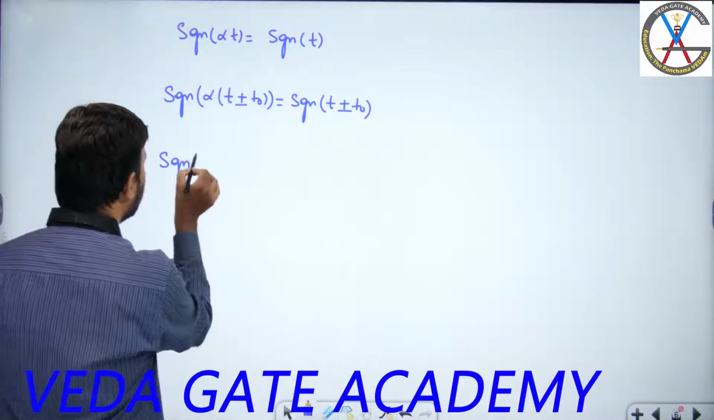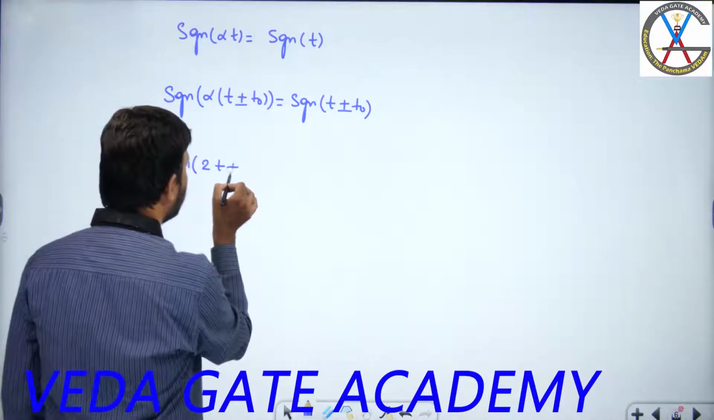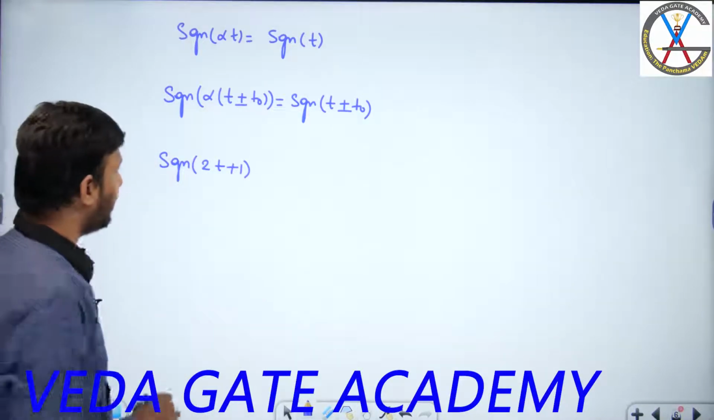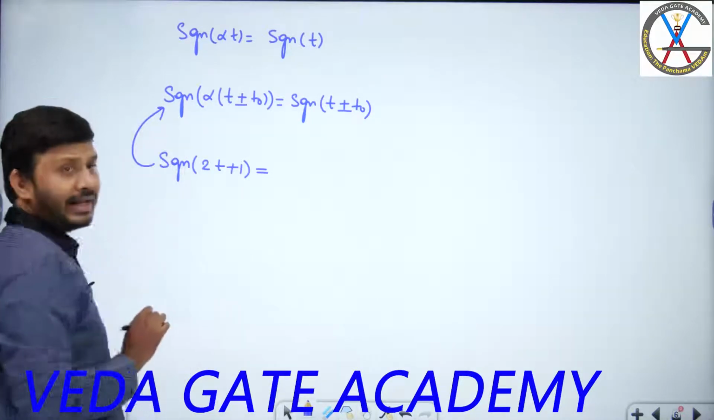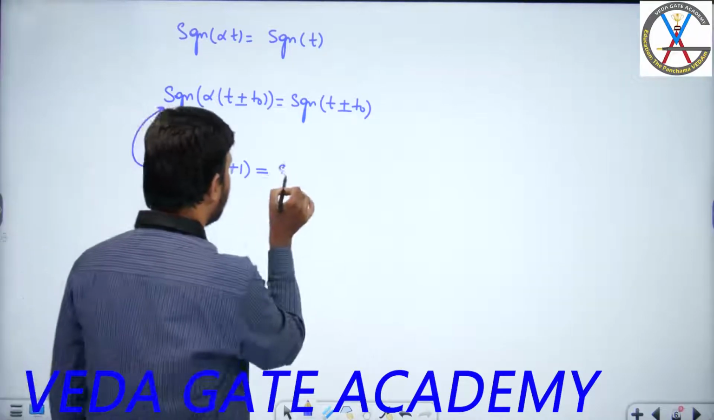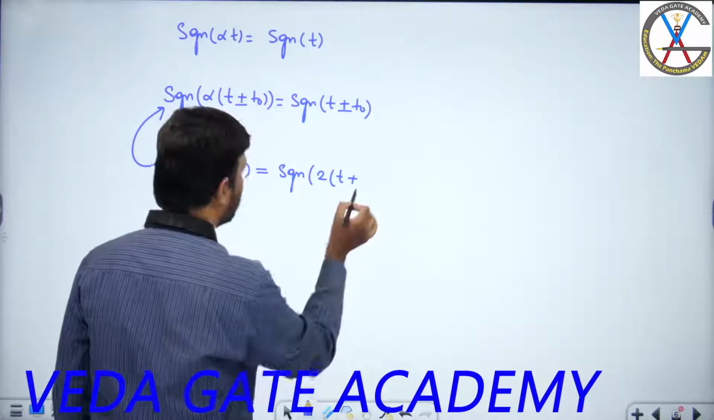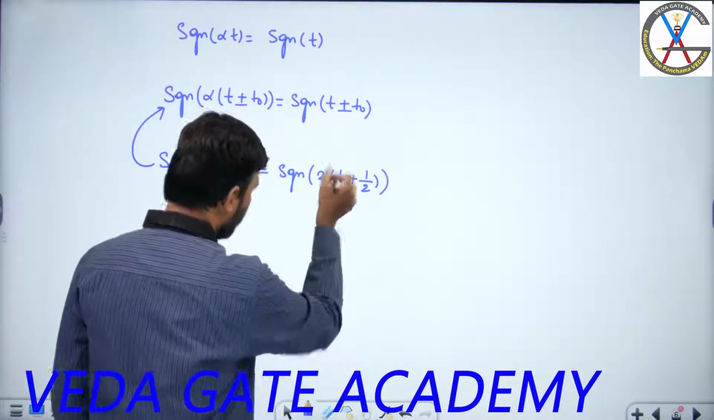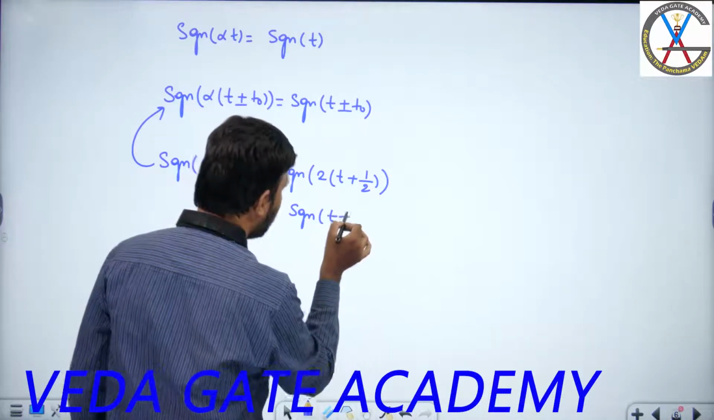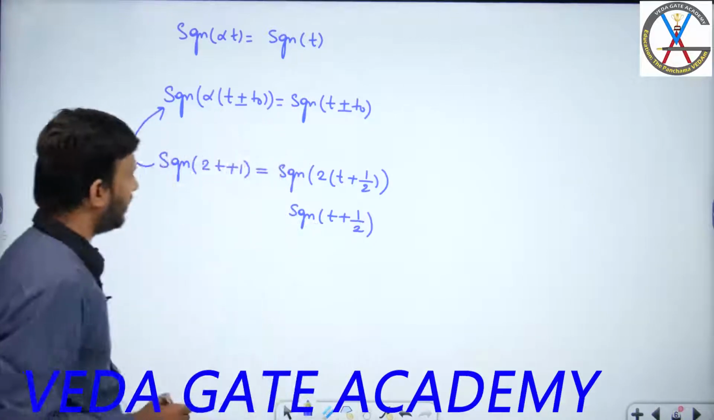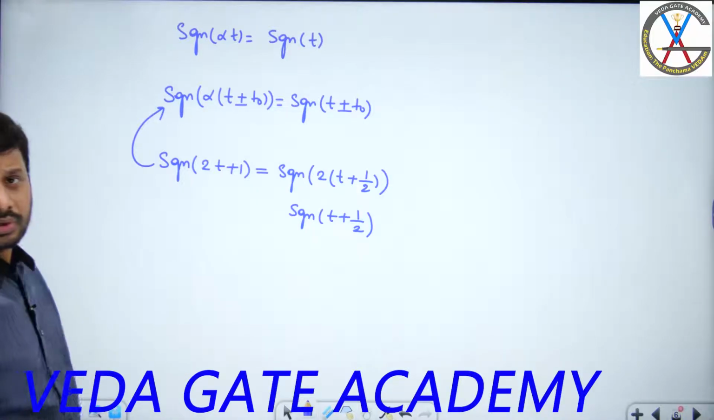Means if you ask me to get the shape of the signal, signum of 2t plus 1, how can I write this one? First of all, I'll try to bring this one in this form and I'll neglect the value of alpha. So I can write this as signum of, take 2 common, t plus 1 by 2. So neglect this value of alpha, that is 2. This is nothing but signum of t plus 1 by 2. Or signum of 2t plus 1 is nothing but signum of t plus 1 by 2.